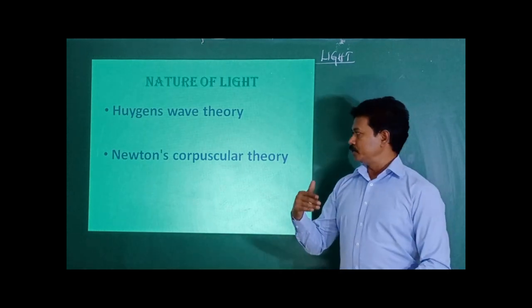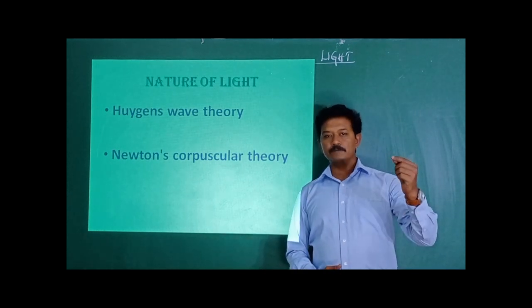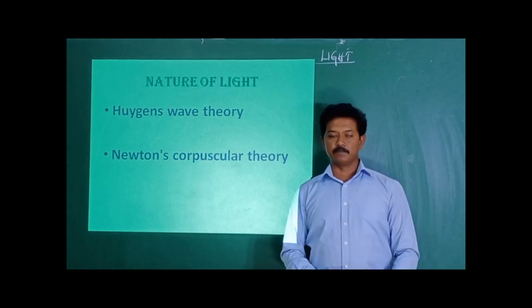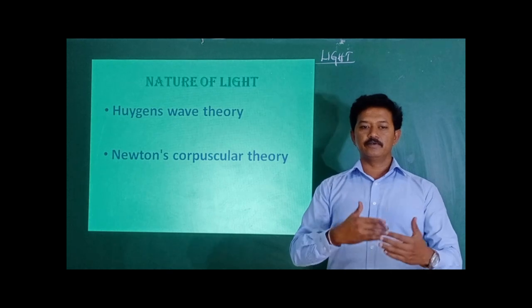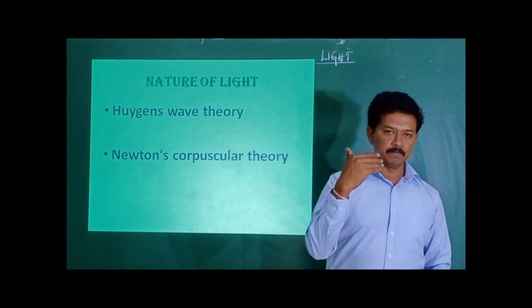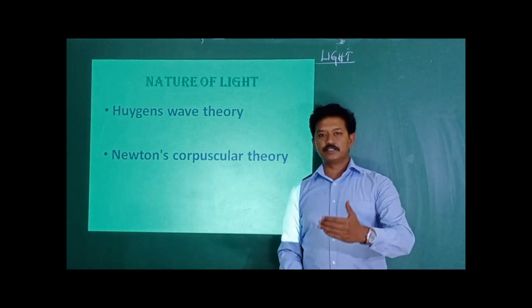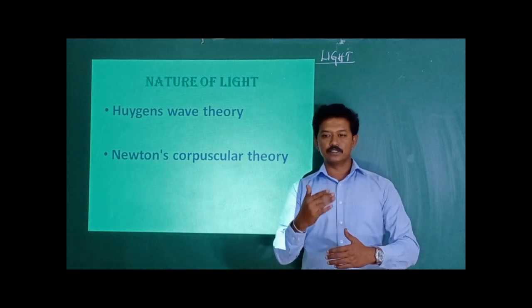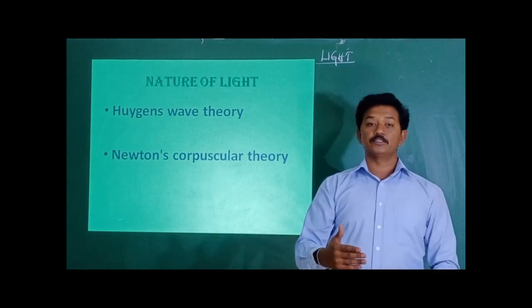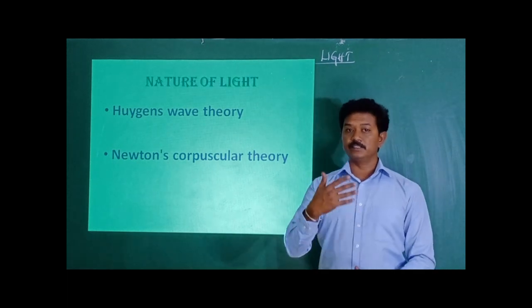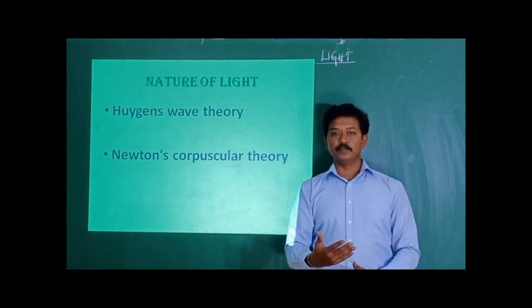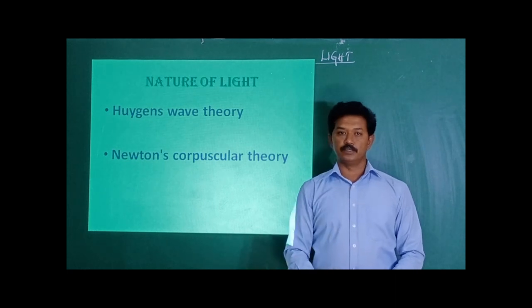According to Newton, those particles called corpuscles, when they fall on certain objects, get rebounded. When they travel from one medium to another medium, they change their direction. Those corpuscles are responsible for shadows. These things were proved by Newton using his corpuscular theory of light.